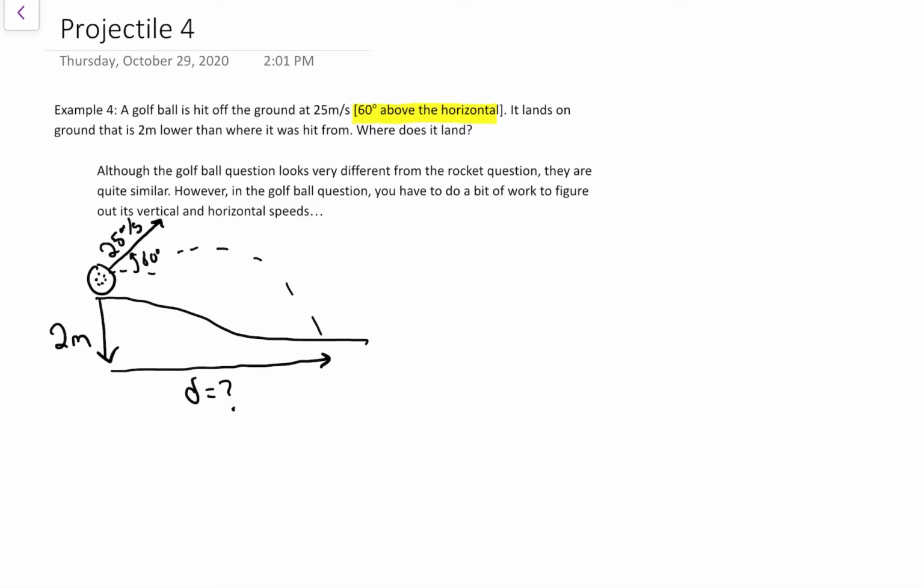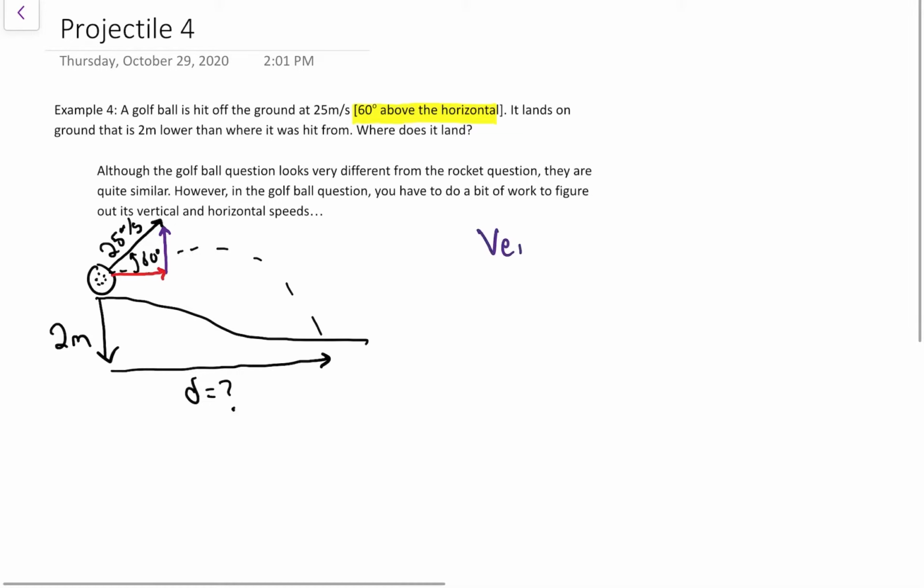What makes this one a little bit different is we're going to have to do components to figure out the V1 and the V2. It's going upward, however fast that side of the triangle is, and it's going sideways, however fast that side of the triangle is. In the rocket question, we knew how fast it was going up and how fast it was going sideways. In this question, we have to do a little bit of work first.